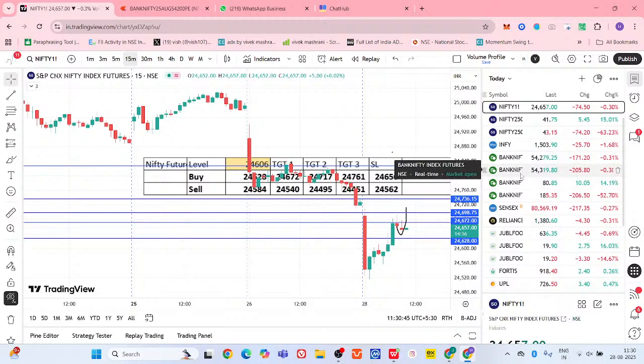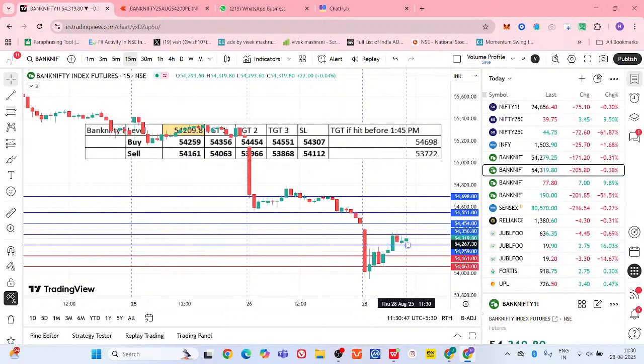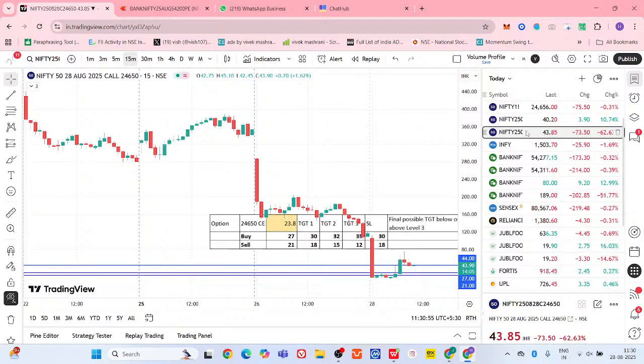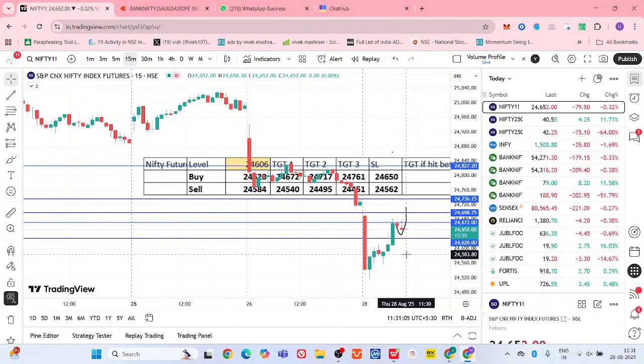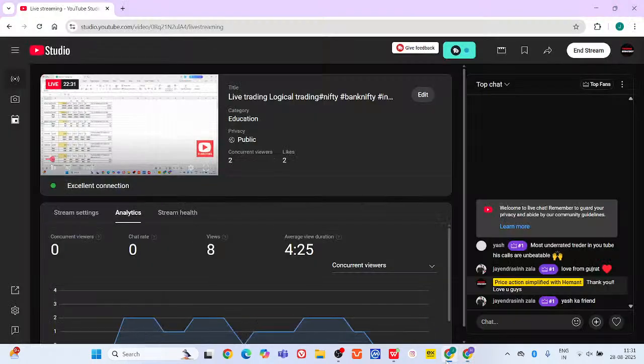Now, where is Nifty future? Okay. So, Bank Nifty future, we'll see whether it will hit all targets. Now, this also, I think, will come down till 30 or maybe 38 and then bounce. Both will follow almost the same.